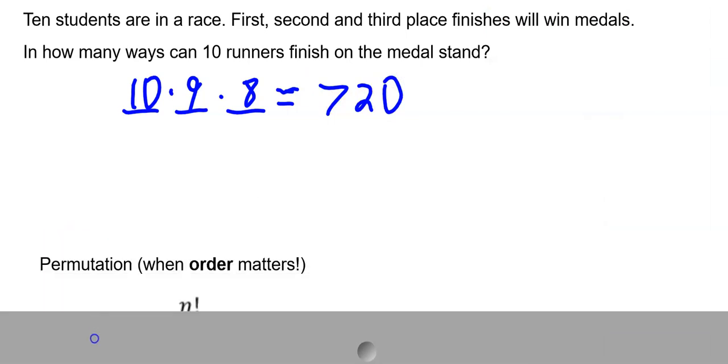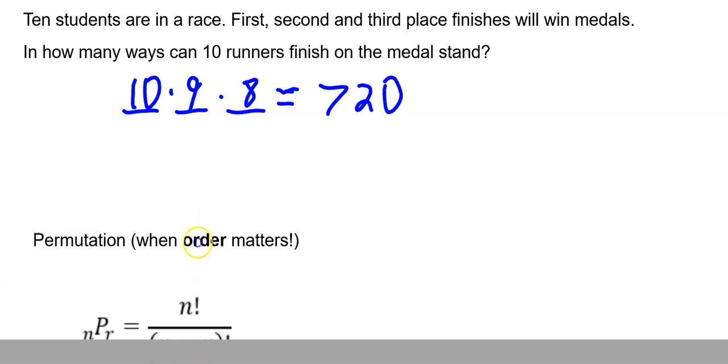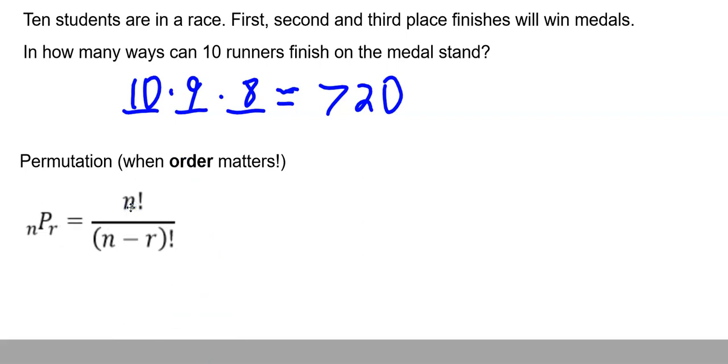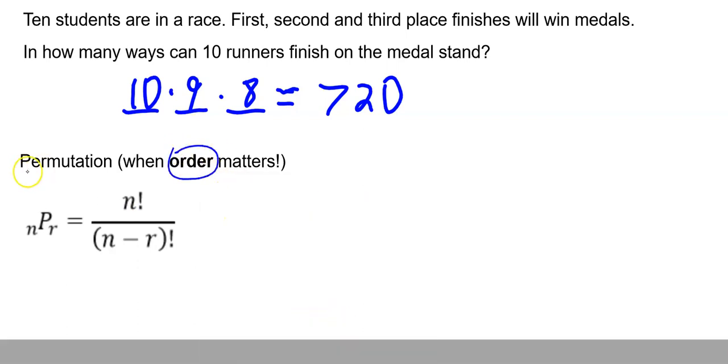Now, there's a fancier way we can do it called using a permutation. When order matters, and in this case, the order does matter. We're trying to get first, second, and third place. And so when order matters, we can use a method called permutations. So order, that's the key thing. Permutations when order matters. And this is called nPr.